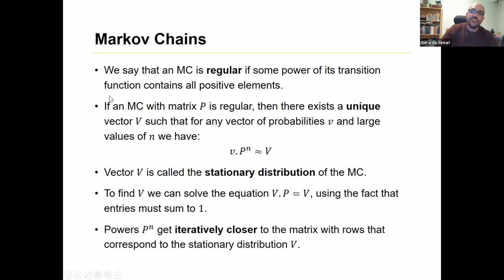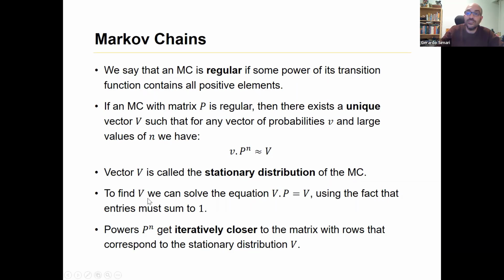So Markov chains are not all as pretty as this one. Markov chains are regular if some power of the transition function contains all positive elements. So it's not always the case. And if a Markov chain is regular, then there exists a unique vector V such that for any vector of probabilities and large values of n, so if I do the iteration enough times, I will get this vector V, and vector V is called the stationary distribution.